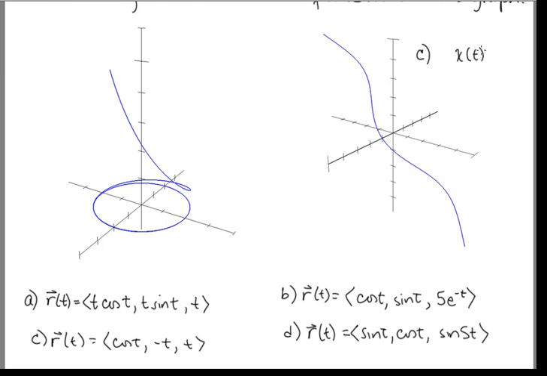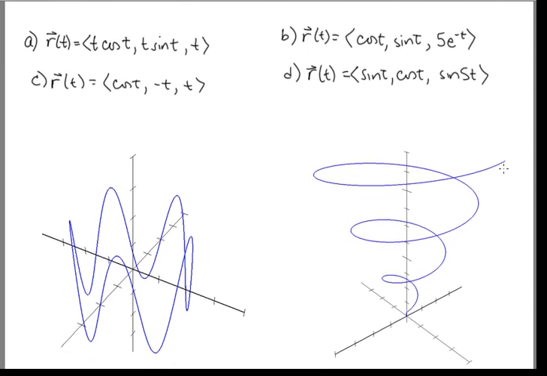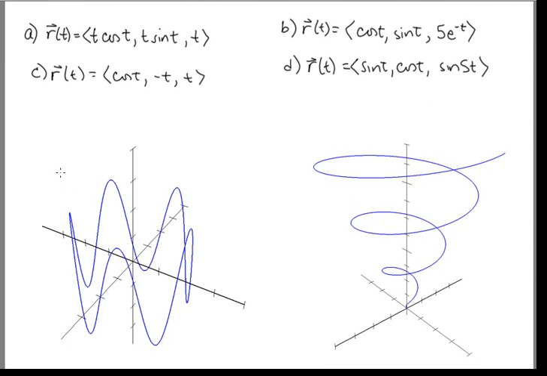We have x of t equals cosine t. That's oscillating. But we have y of t and z of t unbounded. Let's take a look back here. We said this graph has z oscillating. Which one of these functions has a z-coordinate function that oscillates? Only function d. This must be the graph of function d.